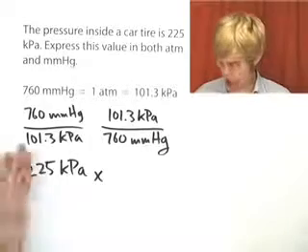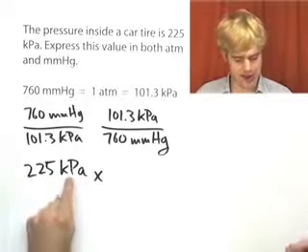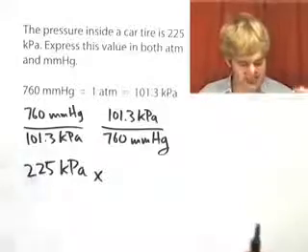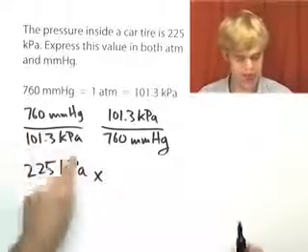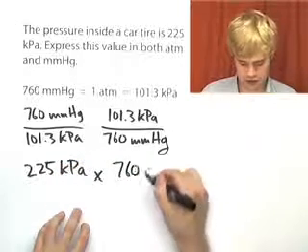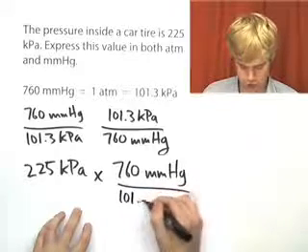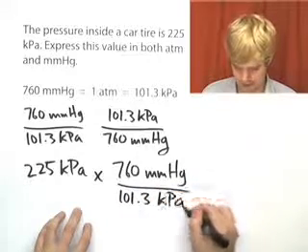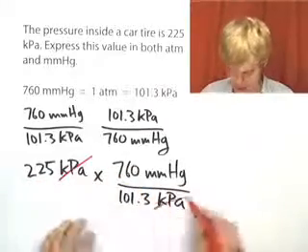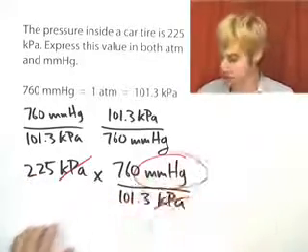Now, again, we want to choose a conversion factor that's going to get this kPa canceled out. We can only cancel out the kPa if it's on the top here and on the bottom in the conversion factor, which means that once again, this is the conversion factor that we're going to use, because kPa is on the bottom. 225 kPa times 760 millimeters of mercury divided by 101.3 kPa. Now, did we set it up right? We did, because kPa is on the top here and on the bottom here, which means they cancel out. Our final units, the only ones that are left, are going to be millimeters of mercury.